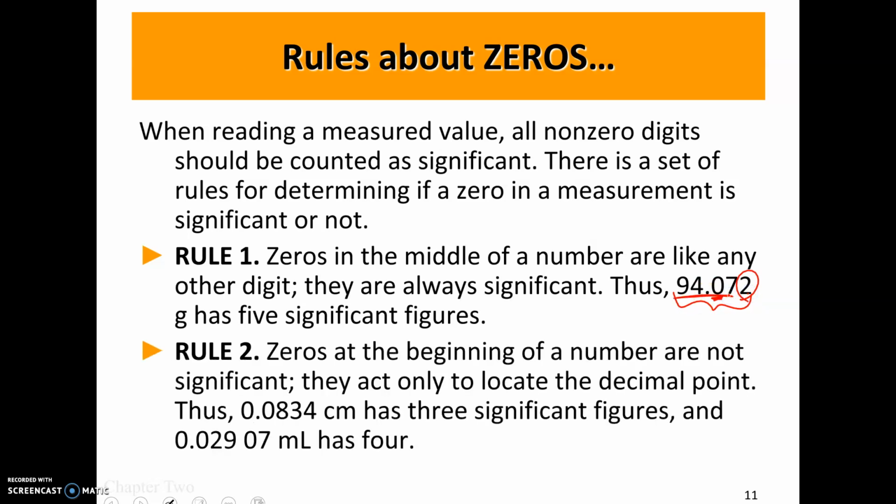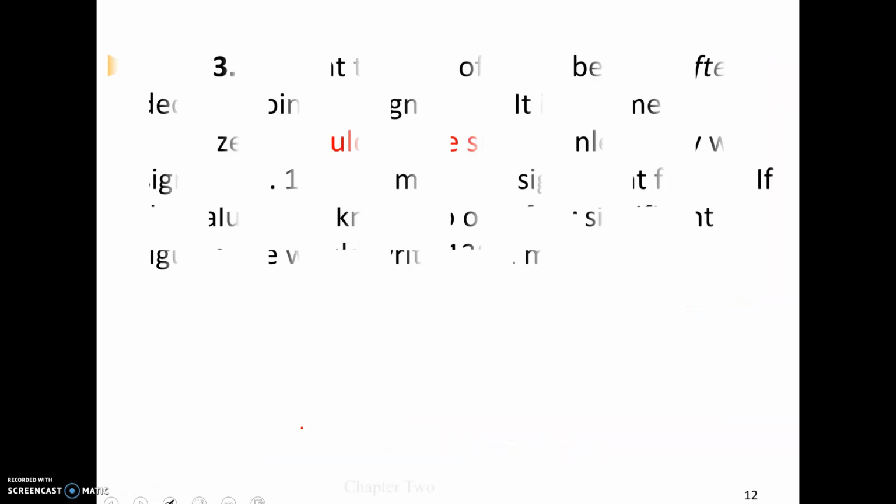Rule 2, zeros at the beginning of a number are not significant. They are placeholders. So in this number, only these 3 are part of my actual measurement. And this one, just these 4. The zeros in the front, we have to have them, but they're not actually part of my measurement. In fact, if you changed this to scientific notation, you wouldn't write the zeros. This would be 8.34 times 10 to the negative 2. Notice the zeros would go away. And the same thing with this other measurement. So these zeros are really to help me see the value of my number, but my actual measurement are these 3. These are the 3 that we would call significant figures.